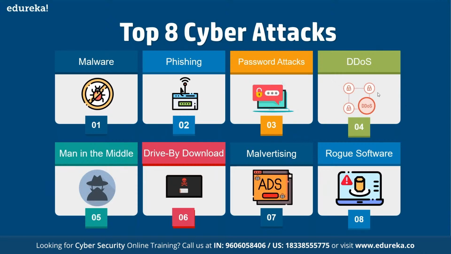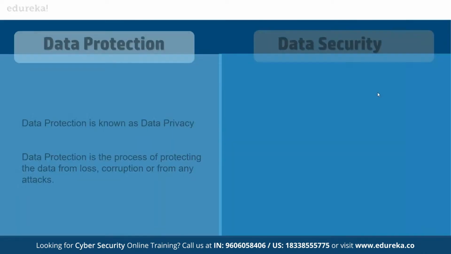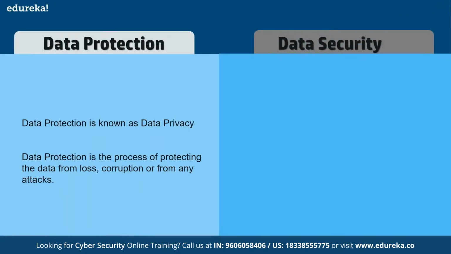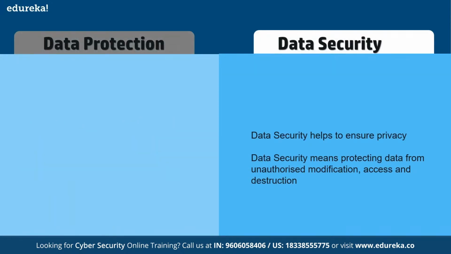So now we are going to discuss data protection and data security. Now, data protection is also known as data privacy. Data protection is the process of protecting data from loss, corruption, or any specific attack. Whereas data security is to ensure privacy. Data security means protecting data from unauthorized modification, access, and or distribution as well.